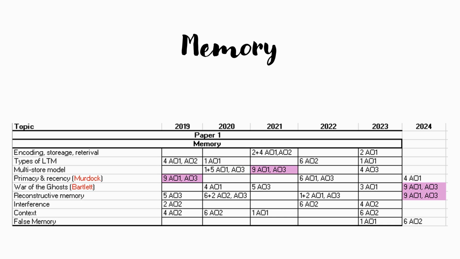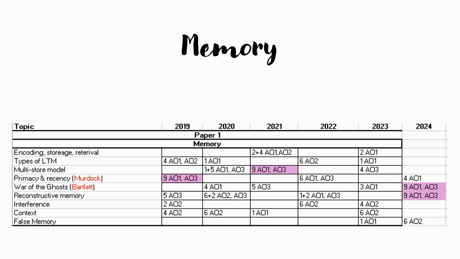We can see here that the memory topic has had a couple of 9 markers. So multi-store model has come up, Bartlett's War of the Ghosts, and then linked to that, reconstructive memory hasn't come up as a 9 marker. So that's one that might be worth looking at. As I say, am I making a prediction here? No. Yes, no. It's a prediction video, but it's something to look at, certainly as part of your overall holistic revision. Would you be able to answer a question on Bartlett's War of the Ghosts on reconstructive memory? So that's something to have a look at there.